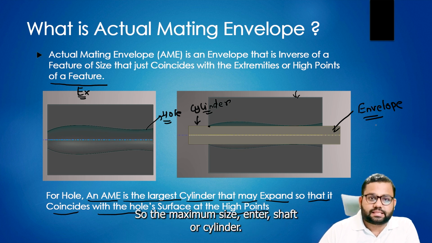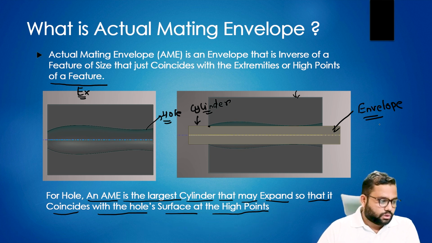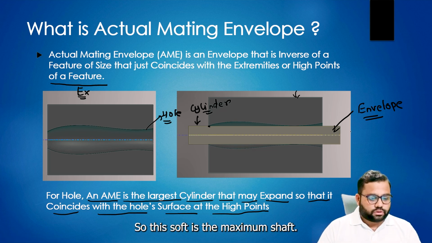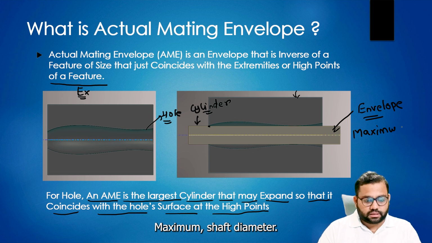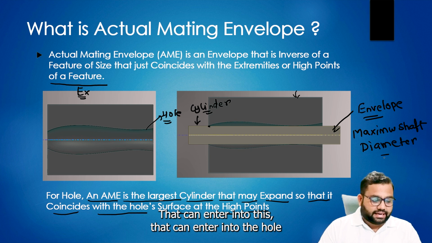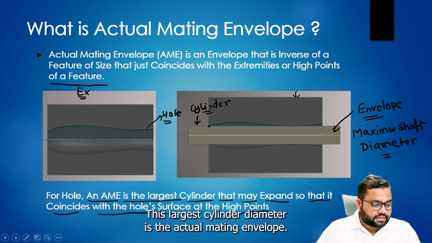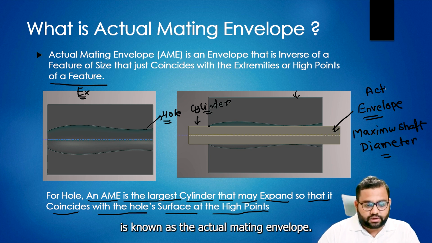So the maximum size shaft or cylinder can enter into this hole. Here, this is the maximum shaft diameter that can enter into the hole, because the shaft diameter is touching the high points. This largest cylinder diameter is the actual mating envelope. I have already told you this largest cylinder diameter is known as the actual mating envelope.